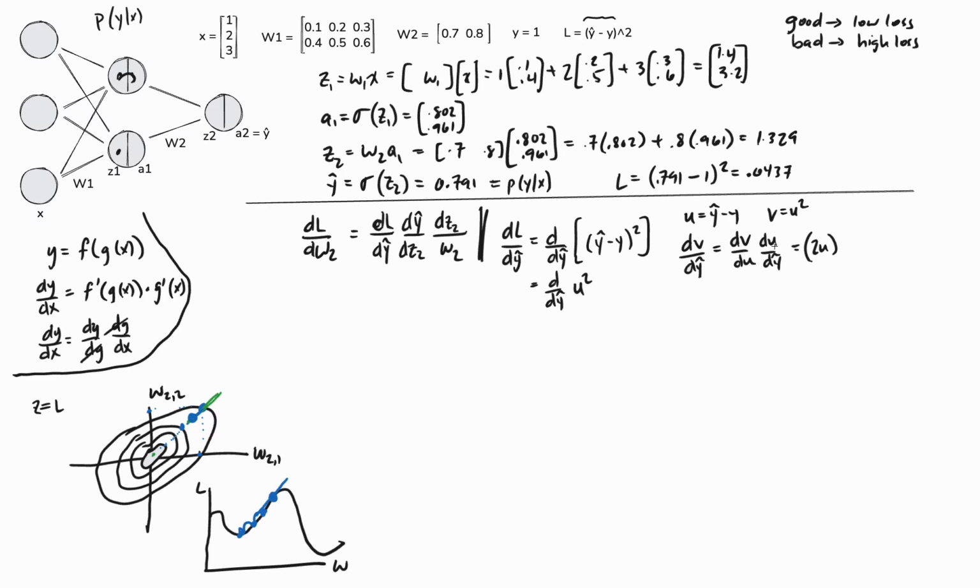The derivative of u with respect to y hat is just 1, because y hat is the variable that we're trying to take the derivative of, and it's then just subtracted by a constant in this case, so the derivative is 1. So cancel the 1 out, and that's just going to equal 2 times u, which we set to y hat minus y.